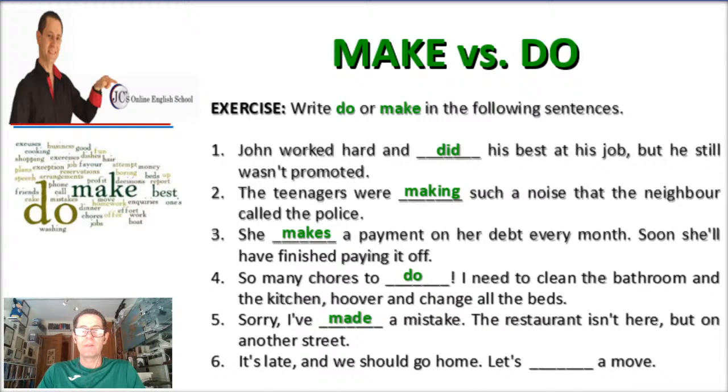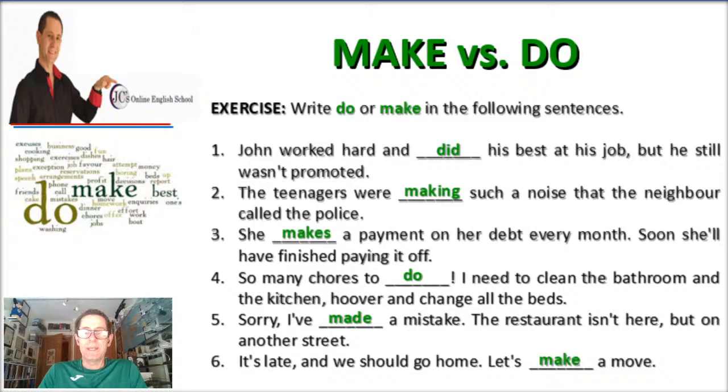And last but not least, number 6. Don't give up. Okay, Pilar, correct. Made. Excellent. Chris, don't give up. It's hard because most of them are expressions, and they're not hard, but you need to know them. Number 6. It's late, and we should go home. Let's move. This is another expression. Let's move. Come on. So number 6 is make a move. This is an expression once again.